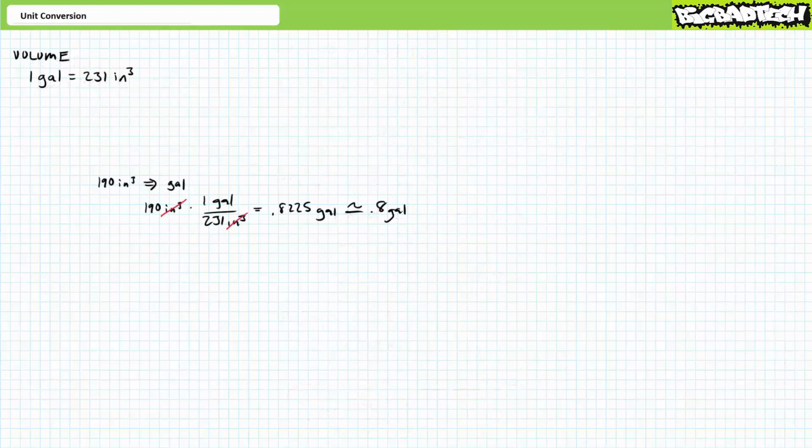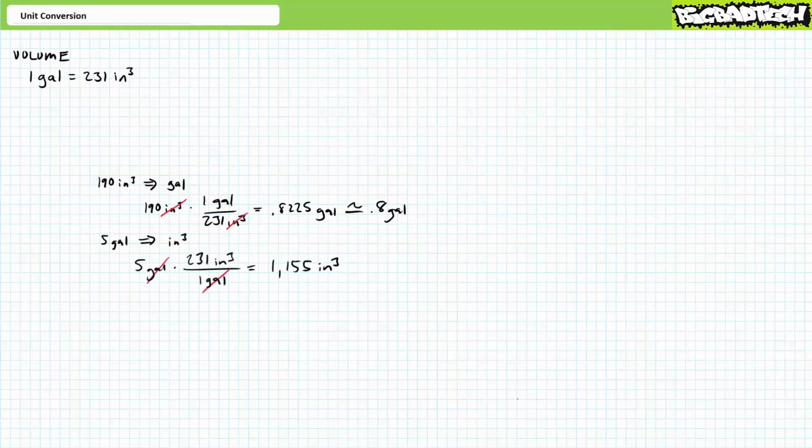Our next set of illustrated example problems deal with volume and time. We've first been asked to convert 190 cubic inches to gallons. The unit we want, gallons, is on top. The unit we don't want, cubic inches, is on the bottom. 190 cubic inches times 1 gallon divided by 231 cubic inches. Units of cubic inches cancel out. We're left with 0.8255 gallons, or rounded to the nearest tenth place, roughly 0.8 gallons.